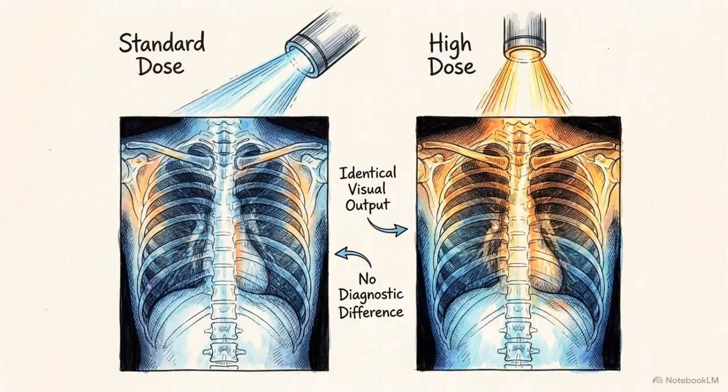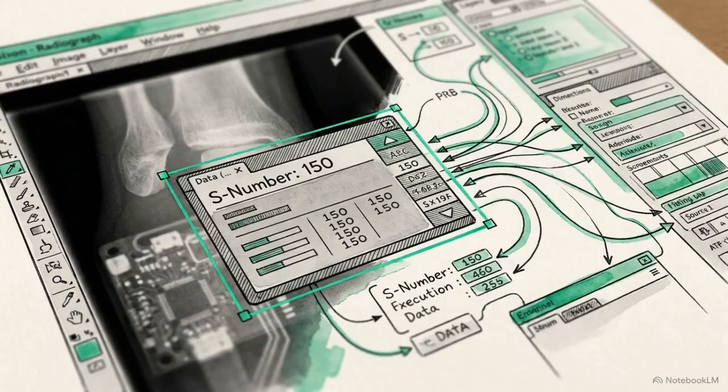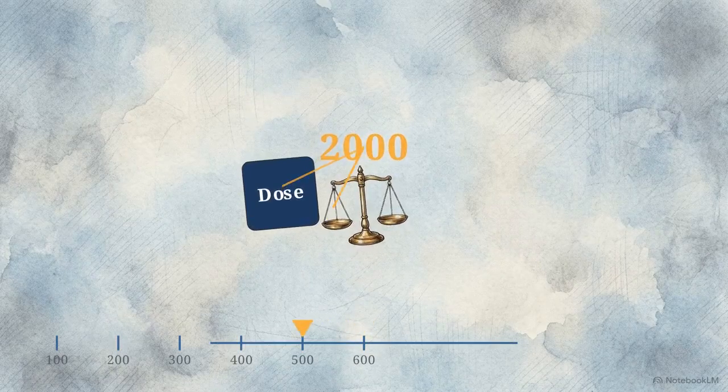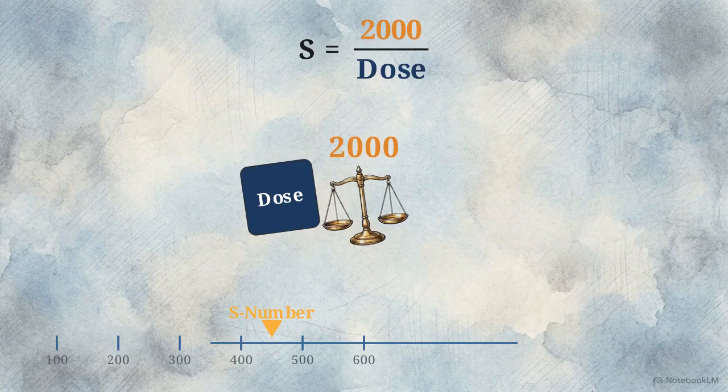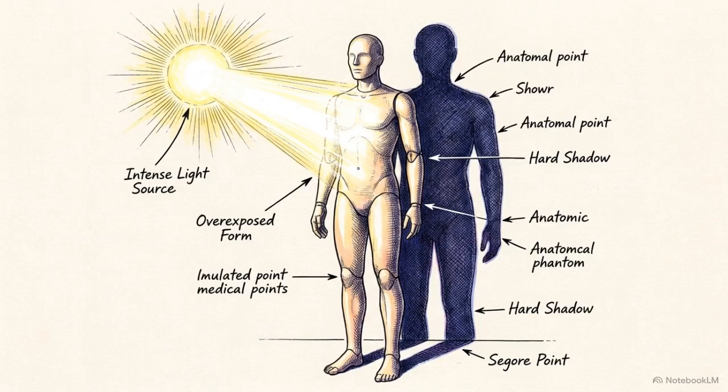Because digital systems artificially adjust image brightness, radiologists lose the visual cues of overexposed physical film. Instead, system speed and incident dose are tracked numerically using the exposure index and the S number. The S number is calculated as 2000 divided by the incident dose. An S number under 200 yields an improved signal-to-noise ratio, but requires a higher radiation dose to the patient.